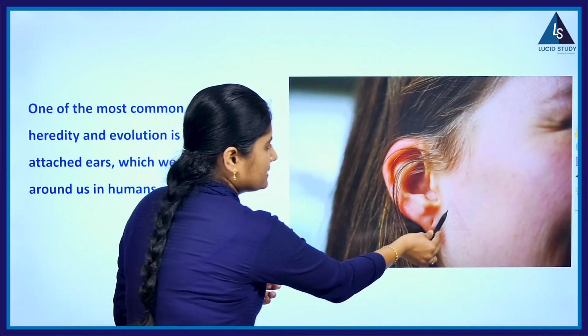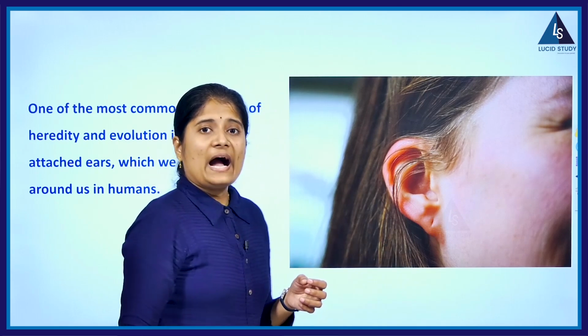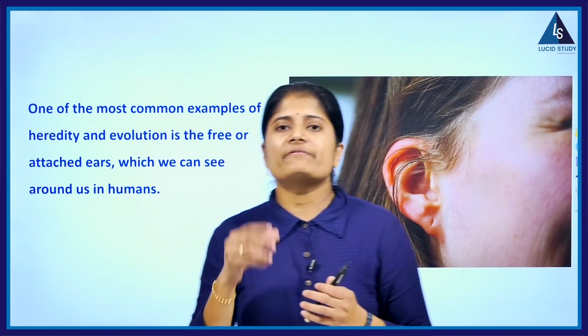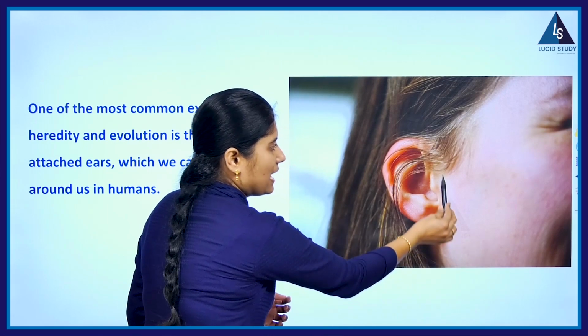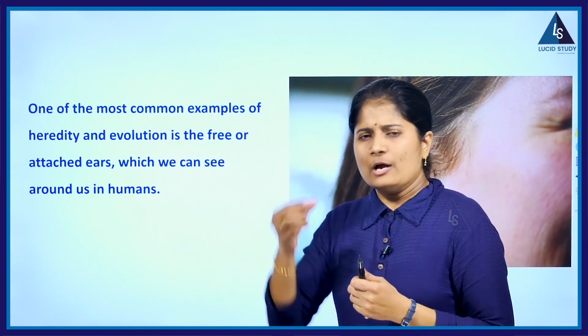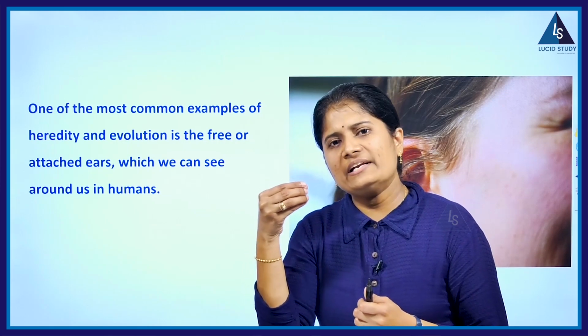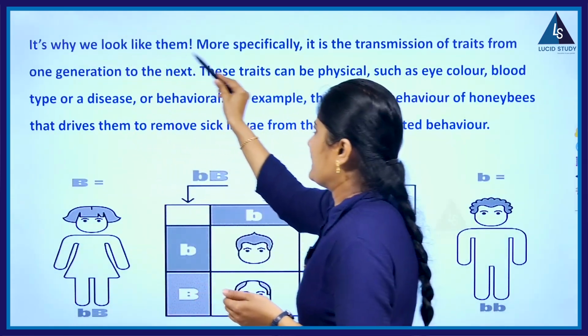So here you can see how the ears are completely attached. And in a few people you do see free ears. Generally you can see here how the ears are completely attached. This is nothing but the attached one, which is left a little swinging, and that is free. It's why we look like them.